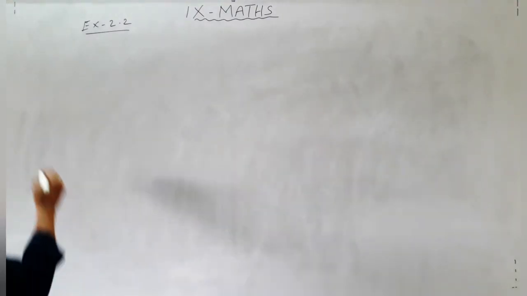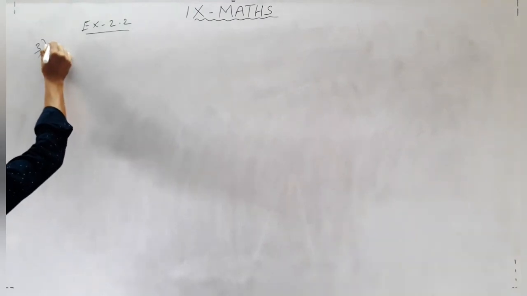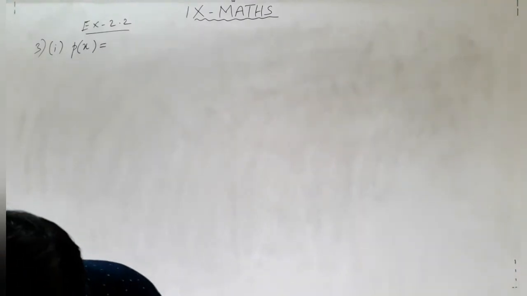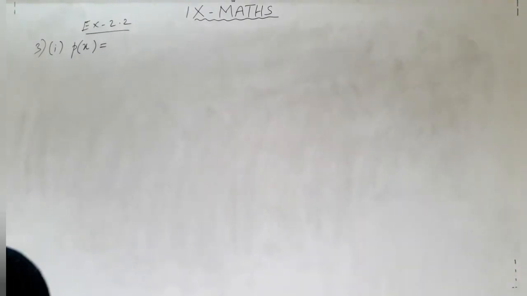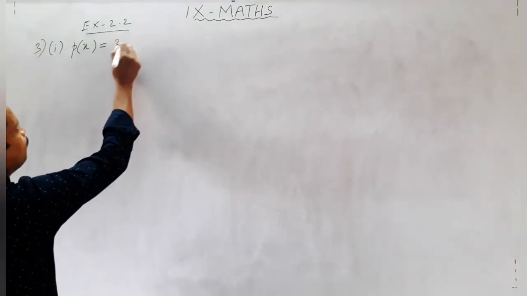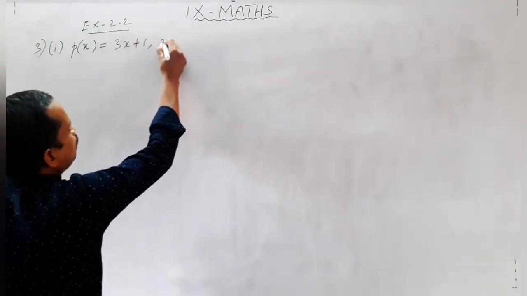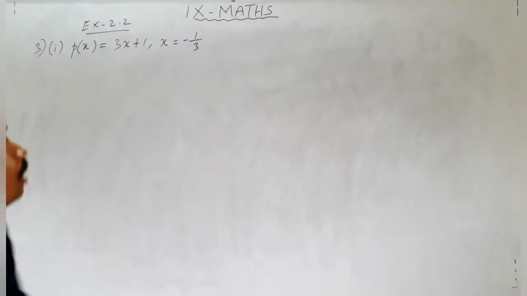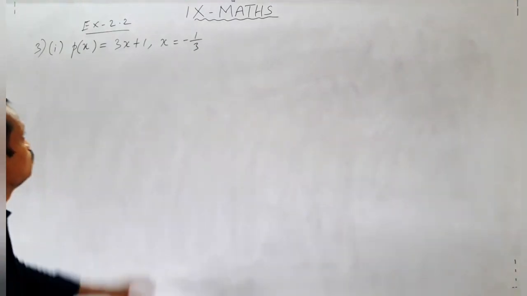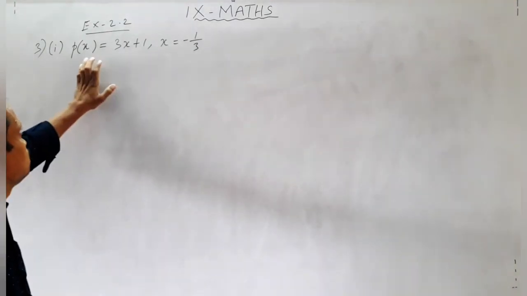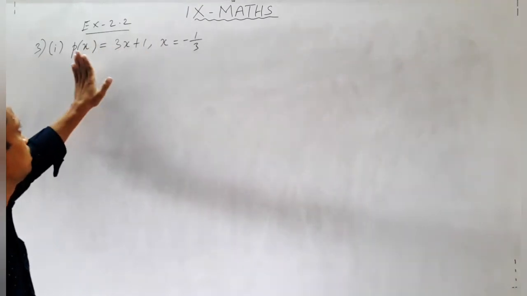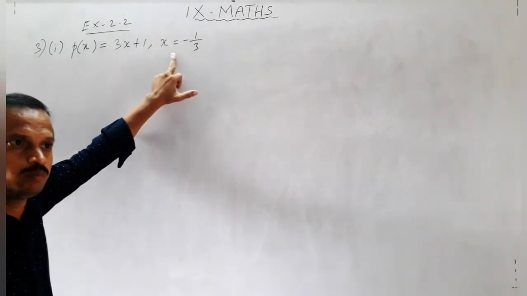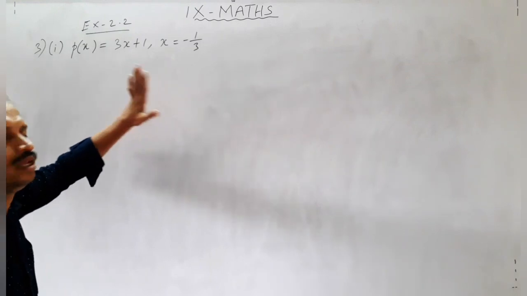Option 1. Question number 3, option 1. P of x is equal to, what is given there? P of x is equal to 3x plus 1. Clear? 3x plus 1. Comma, x equal to minus 1 by 3. Yes, x equal to minus 1 by 3. So, indicated against them means straight to this polynomial. P of x is the polynomial, 3x plus 1. So after the comma, x equal to minus 1 by 3 is given straight to this. So that's called indicated against them.